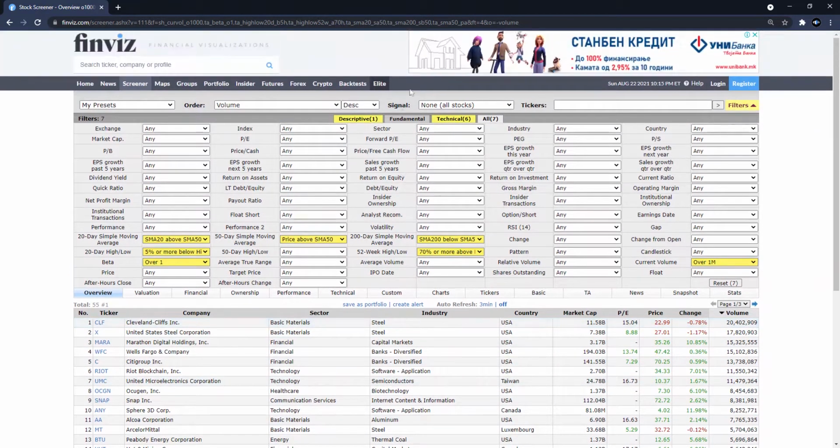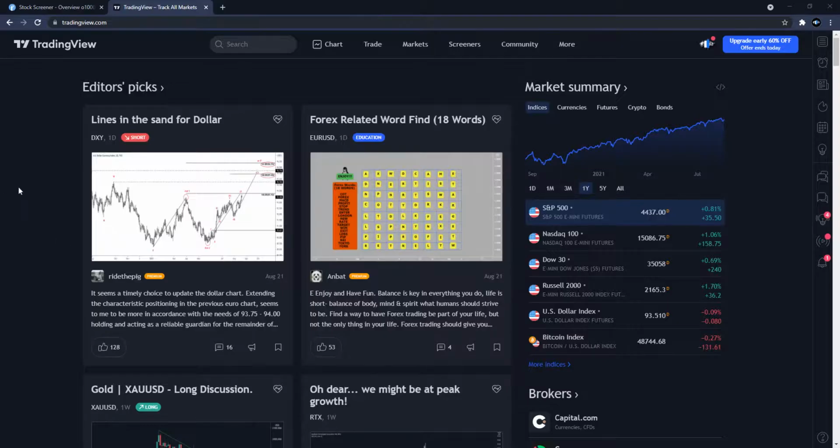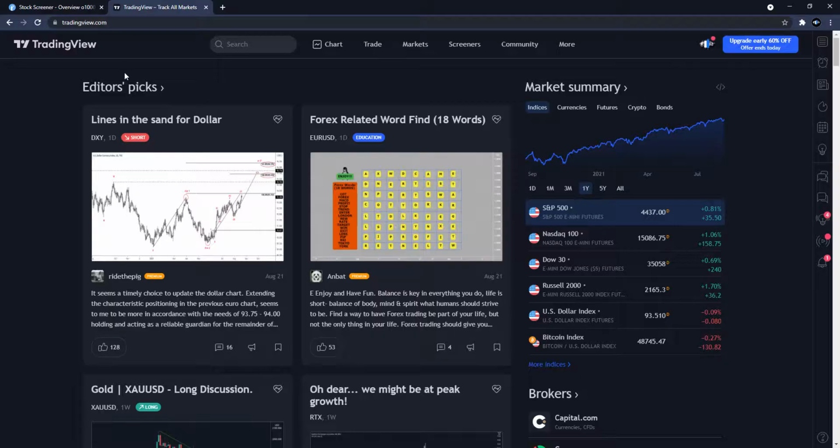So right now I will turn TradingView on, and we're going to take a look at some potential stocks that you can day trade or swing trade, and maybe just hold as your position. As you can see right here, we are on TradingView. We're going to search, for example, CLF.